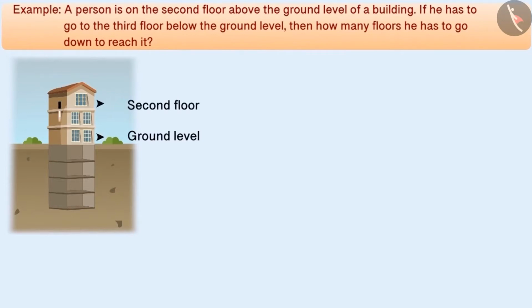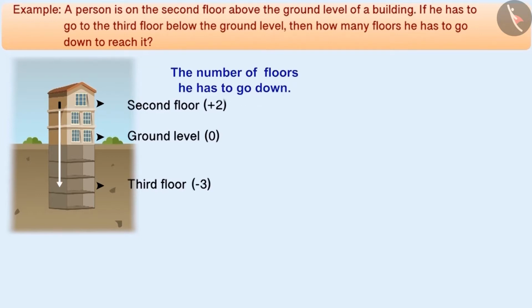If he has to go to the third floor below the ground level, then how many floors does he have to go down to reach it? If we consider the ground level as 0, then the second floor above the ground level will be represented as +2, and the third floor below the ground level will be represented as -3.